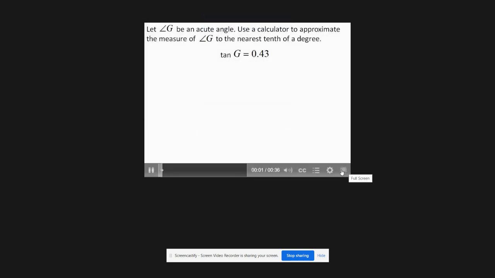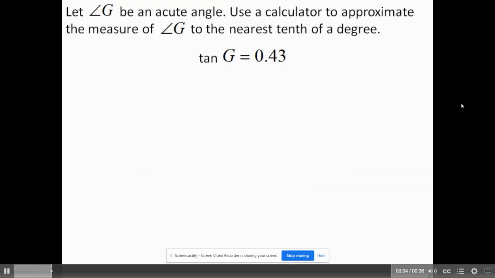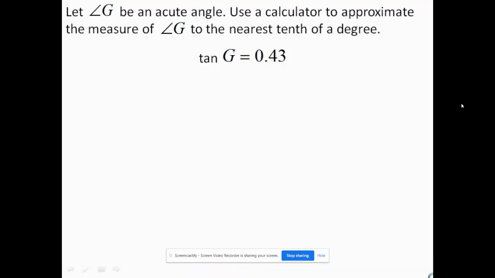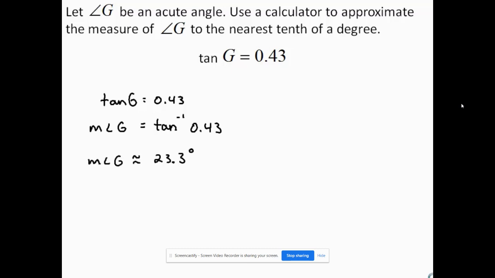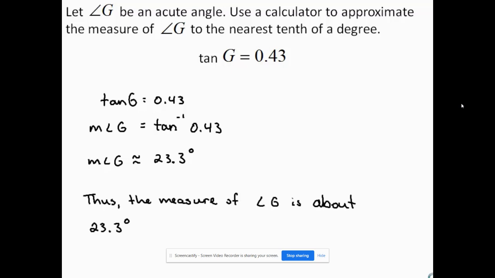Let angle G be an acute angle. Use a calculator to approximate the measure of angle G to the nearest tenth of a degree. Tangent of G equals 43 hundredths. So you are given that the tangent of G equals 43 hundredths. Then you can use the inverse of tangent to find the angle measure. So the measure of angle G equals the inverse tangent of 43 hundredths. Then use a calculator to approximate the measure, which gives that the measure of angle G is about 23 3/10 degrees.